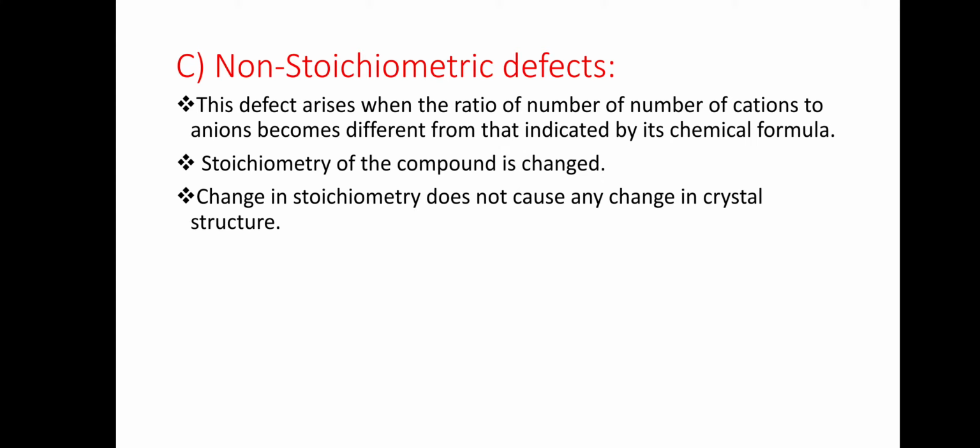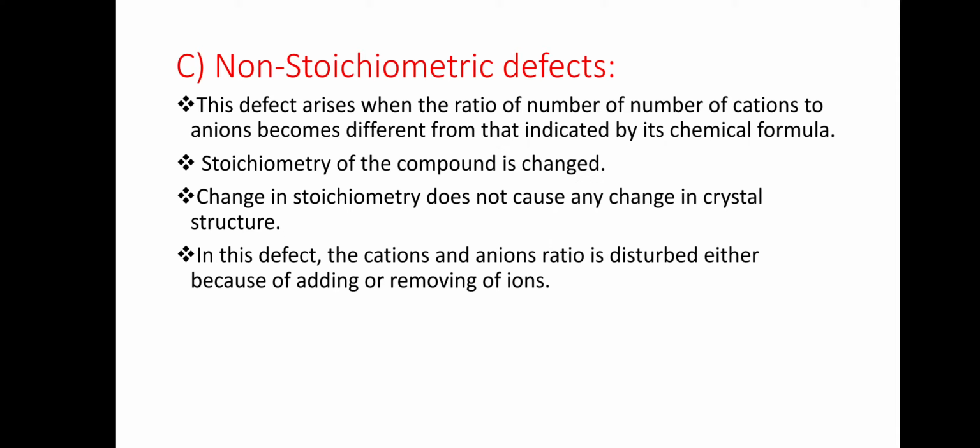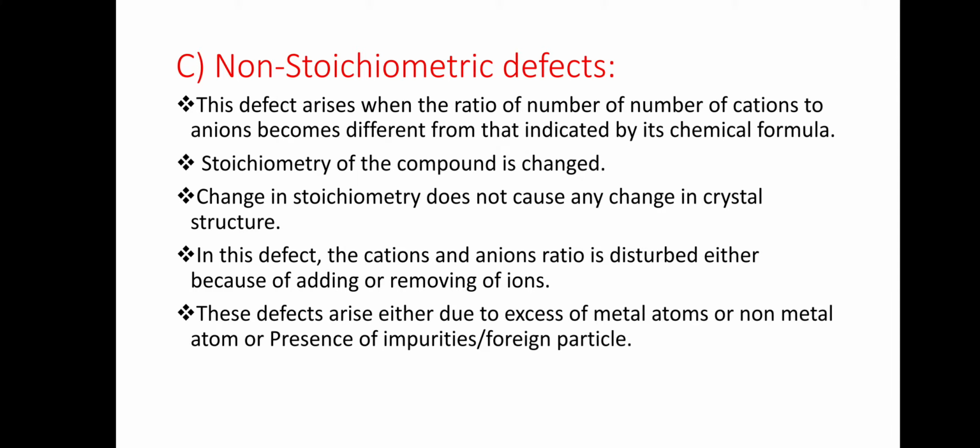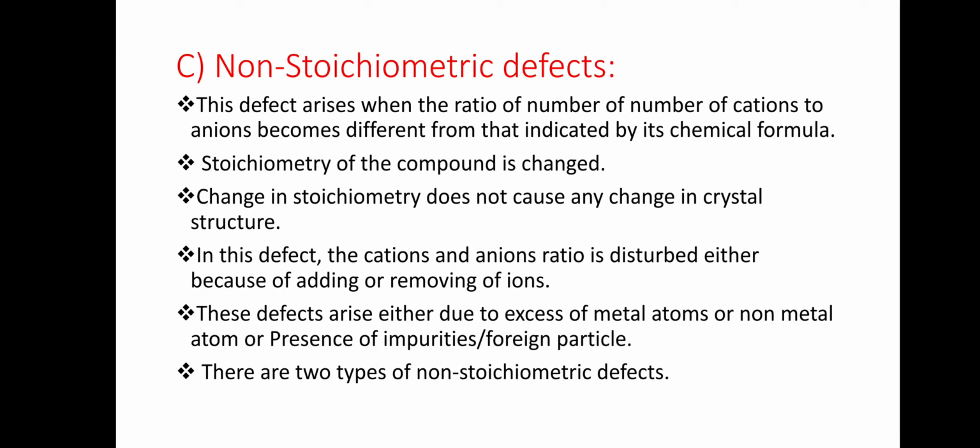Now when there is a change in the stoichiometry, it causes a change in the crystal structure also. In this defect, the cation and anion ratio is disturbed either because of adding or removing ions. This defect arises either due to an excess of the metal or non-metal atom, or the presence of impurities, that is, a foreign particle. Now there are two types of non-stoichiometric defect.